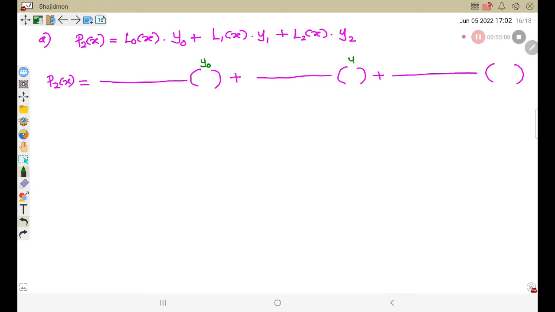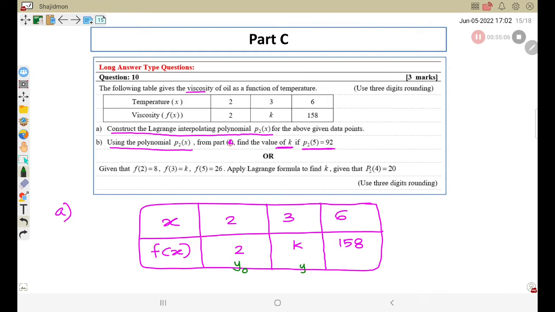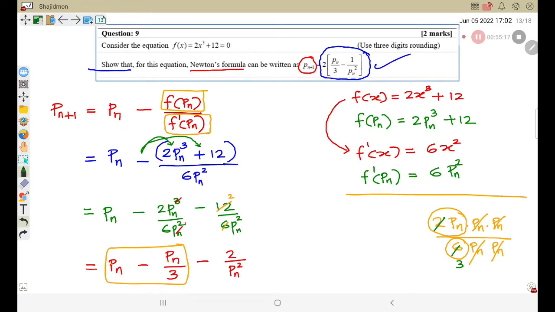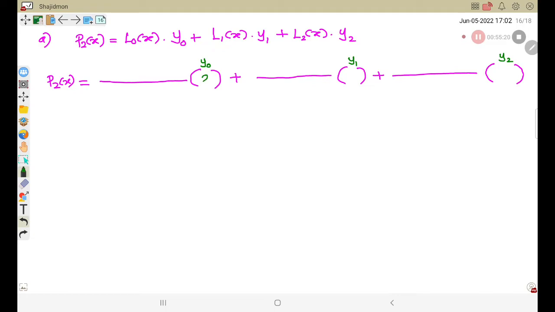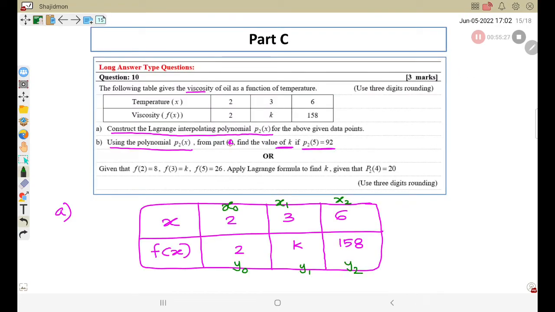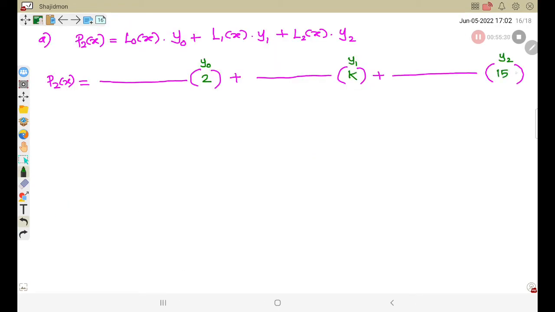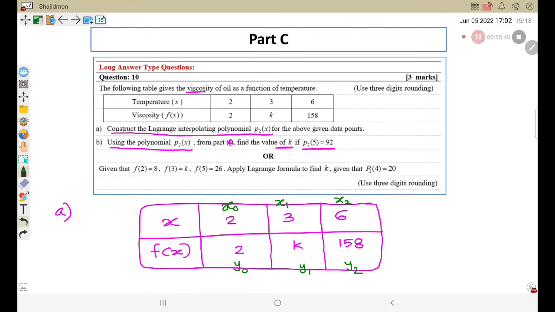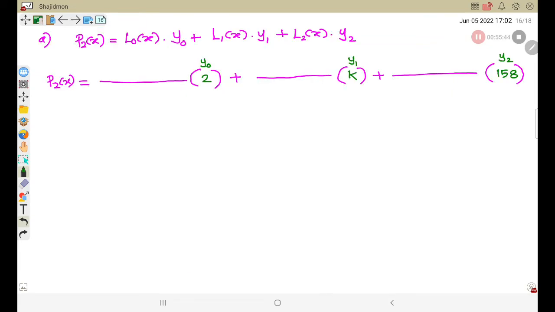Here y0, here y1, here y2. What is the y0 number in our question? This is y0, y1, y2, correct? This is x0, x1, x2. So y0 means 2, I can write y0 is 2 here. What is y1? K, so I can write k here. What is y2? 158, I can write 158 here. Now we need to calculate L0, L1, L2. Now we only need to concentrate on the x numbers: 2, 3, 6. This is x0, x1, x2.